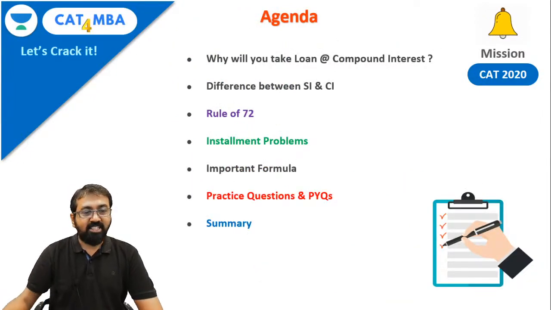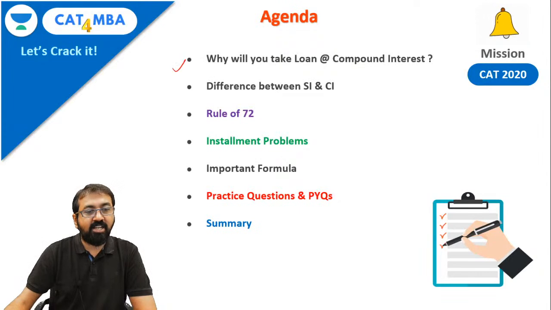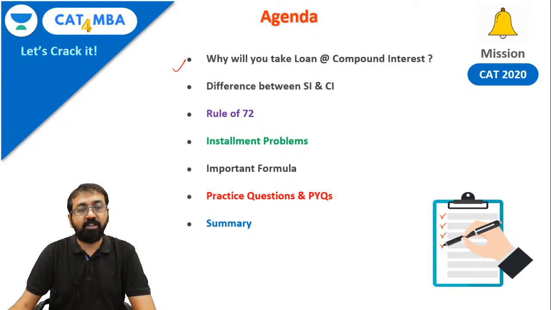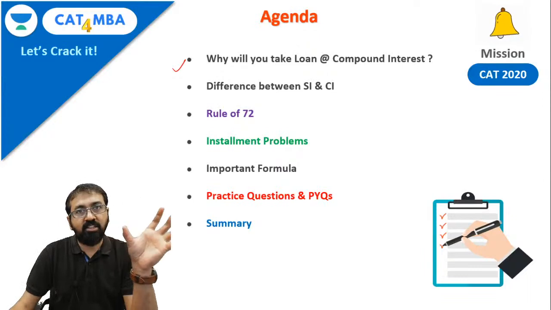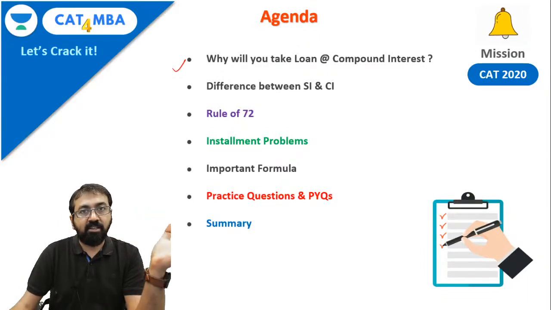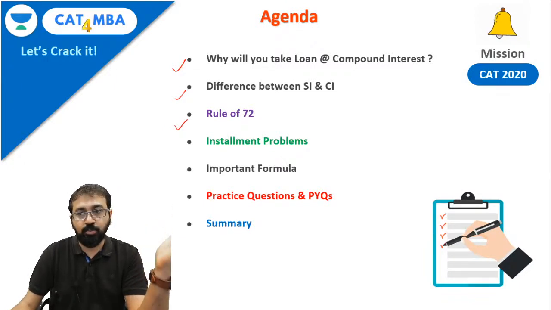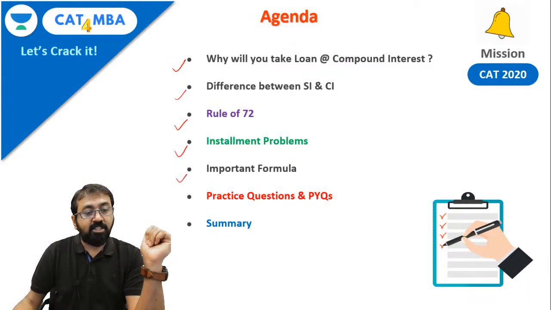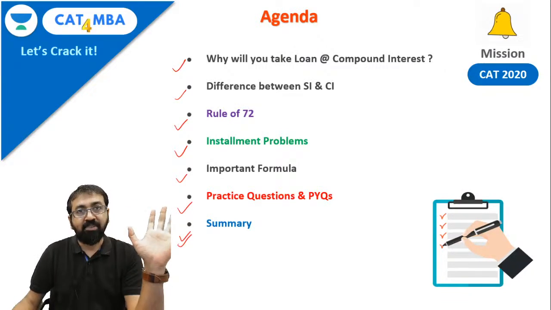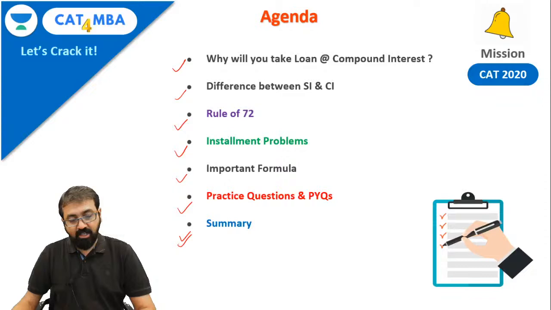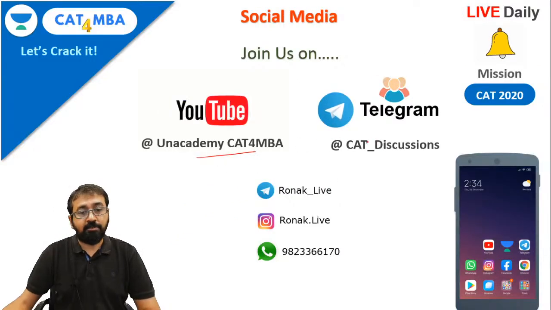This is going to be the agenda for today's session. We had already discussed in the first part of simple interest and compound interest what the difference is between these two arrangements. Why would you borrow at compound interest when you end up paying more interest in that? We had already understood that. Then we had discussed a bit about the rule of 72, so we'll explore that further. We will discuss installment problems in detail today, some other important formulae, and we'll practice plenty of questions, and towards the end we'll summarize all the formulae.